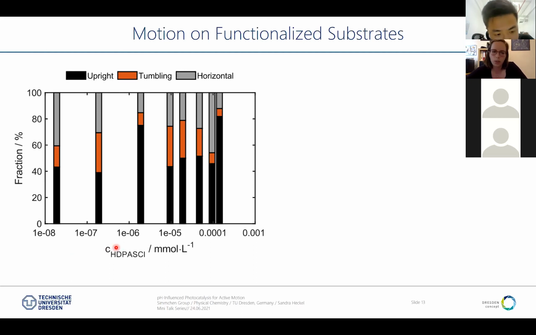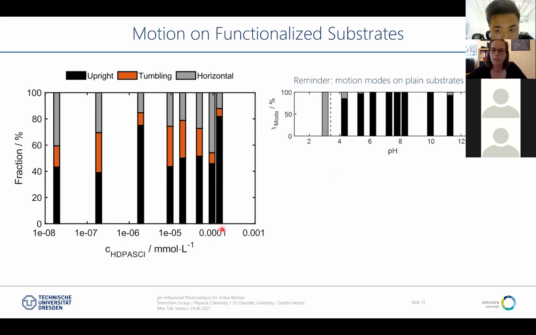Now, we assumed that if we have more dye on the substrate, this would decrease the pH when we illuminate it, and then make the particles move horizontally. For comparison, again, I have the motion mode plot you saw before here, where we didn't have any functionalized substrates, just plain glass. And also there, when we added neutral solution of particles and peroxide, this condition here at pH 6 would be the one you have to consider.